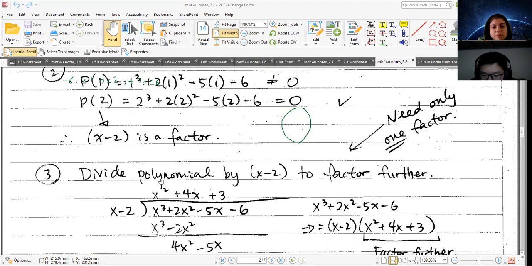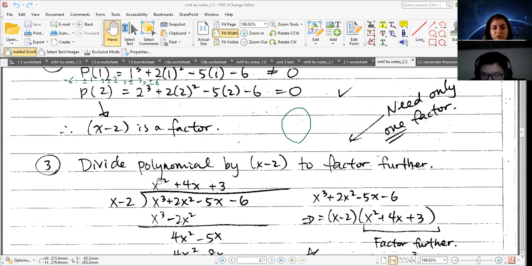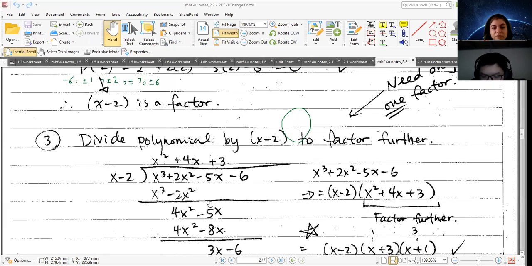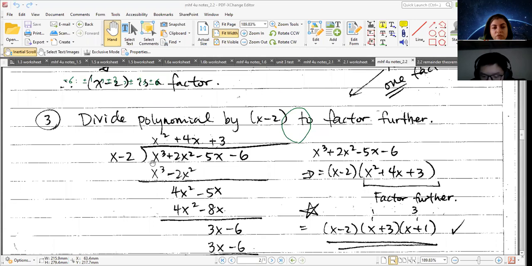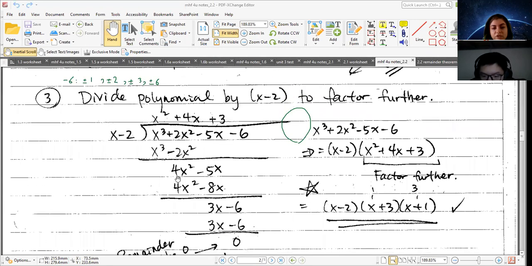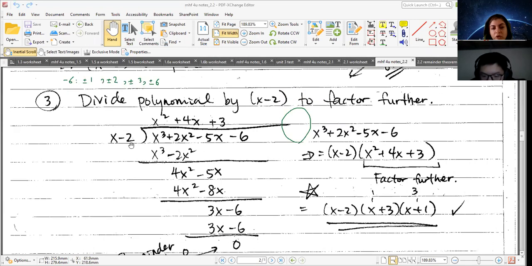Now I know x minus 2 is a factor. I'm going to do the long division. For the long division, I taught it to you already, so I'm not going to repeat that. This is the long division. So you do it. We expect the remainder to be 0 because x minus 2 is a factor. Therefore, the dividend is equal to what? x minus 2 multiplied by the quotient.